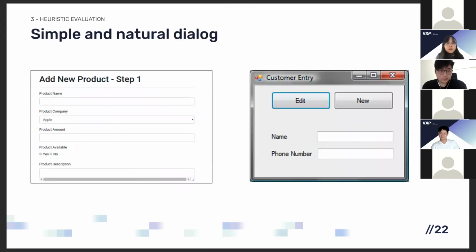First of all, simple and natural dialogue. If we look at this image on the right, why are there two different edit modes? What does edit mean? What happens when I just start typing the name and phone number? Does it use the user's conceptual model to match the task? Does it present exactly the information the user needs? Is it confusing? Is the information grouped properly? These are things to look for when it comes to simple and natural dialogue.